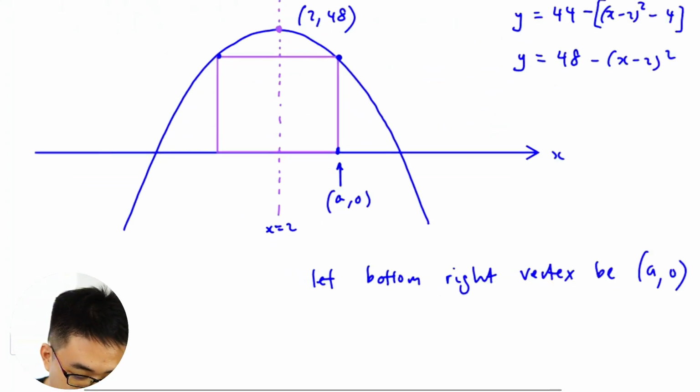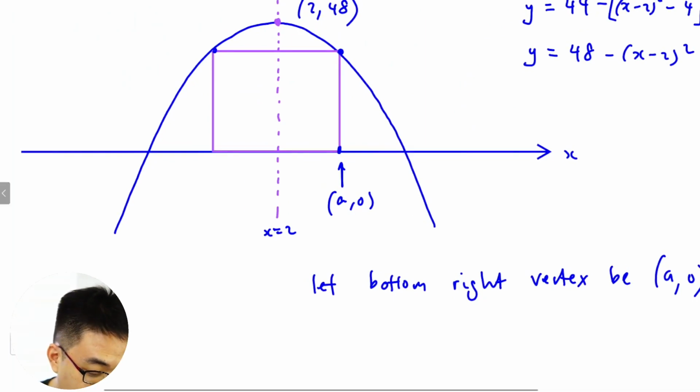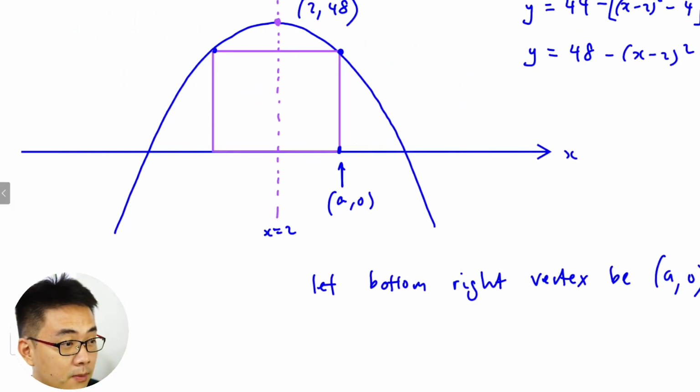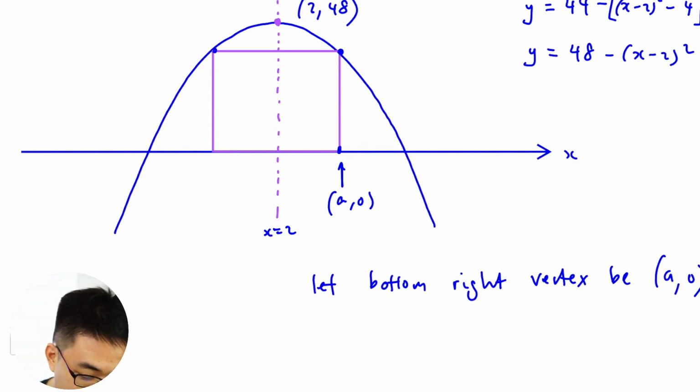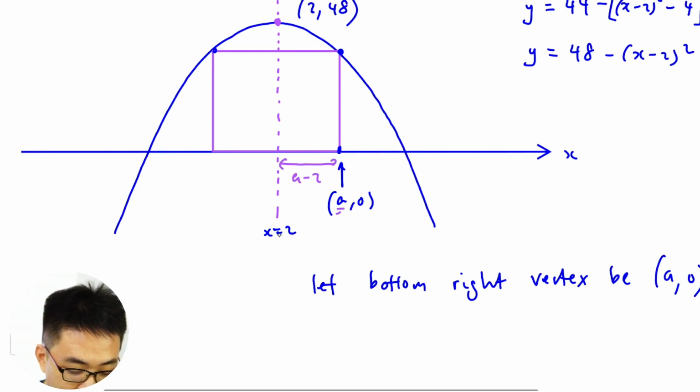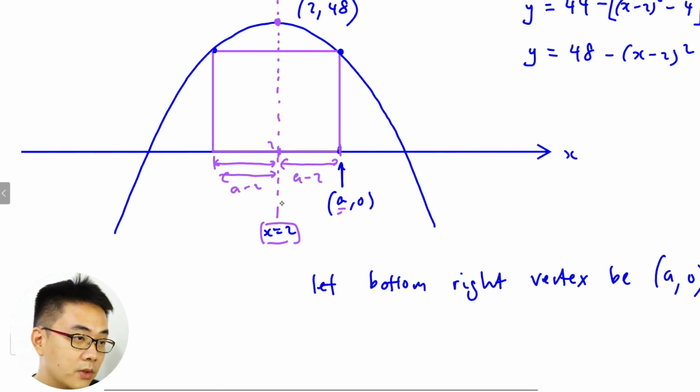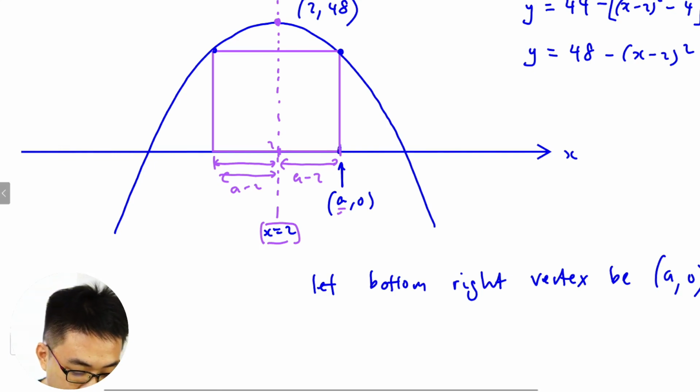Then I'm going to find out the area of this rectangle based on a. Because what I want is the area here. If this is a, then this length here is a minus 2. Am I right? Because if this is 2, then this is just a minus 2, right? So this here is a minus 2 as well, because it's symmetrical. So you can just know that it's a minus 2.